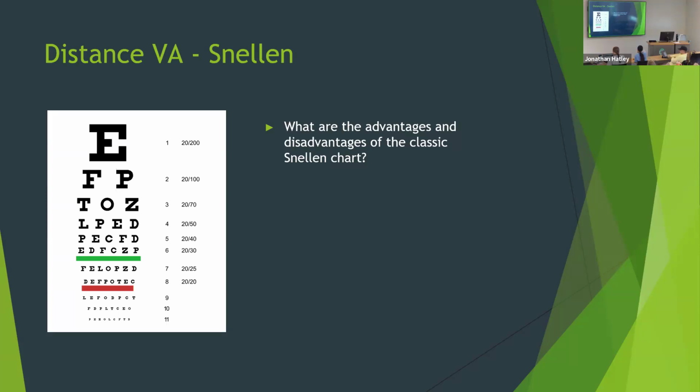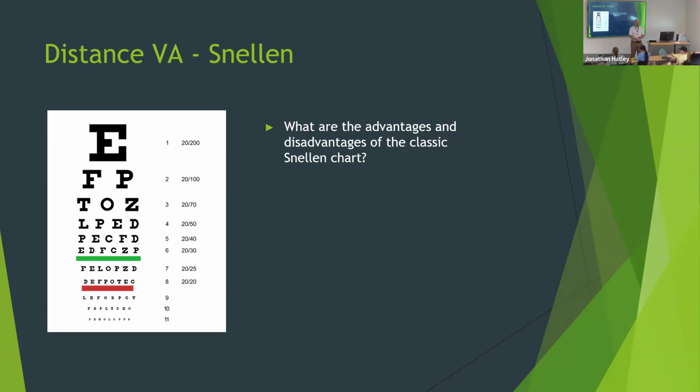So what are the advantages and disadvantages of your classic Snellen chart? Quick and easy. Okay, so that's an advantage, I would think. Jim says quick and easy, so that's an advantage. What are some other advantages? It's universally known. Familiar, very familiar. Yeah.